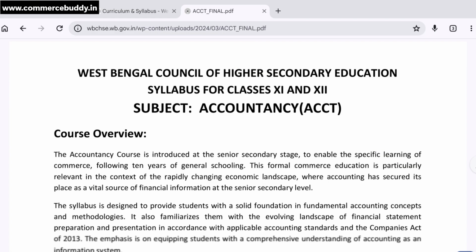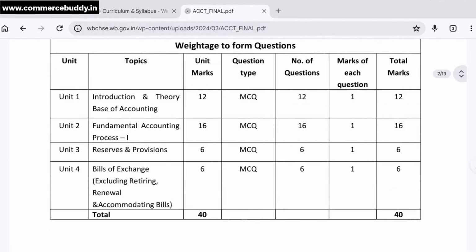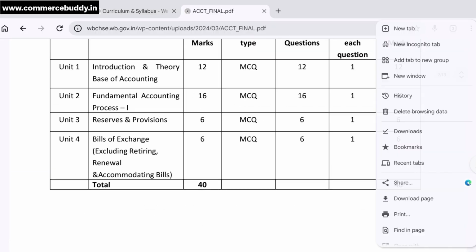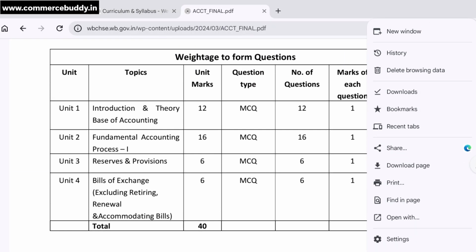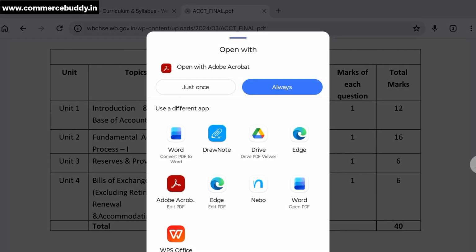To download this, you can just click on the subject name and the syllabus will be there. You can just download it or export it to PDF. Just click open with, then you will have the installed software on your device. You can open it from there. If you have Drive, go to Drive. If you have other applications, just open it from there.